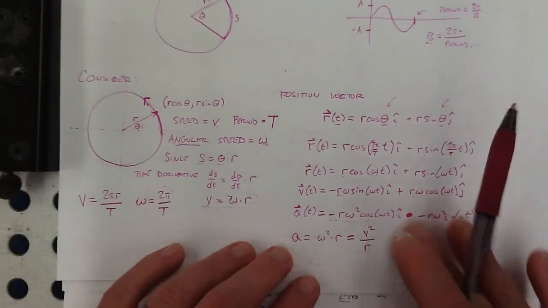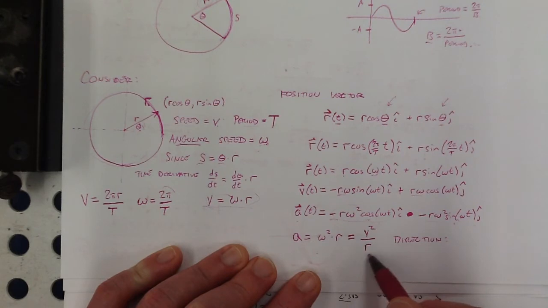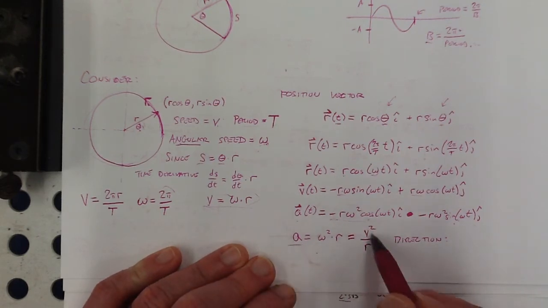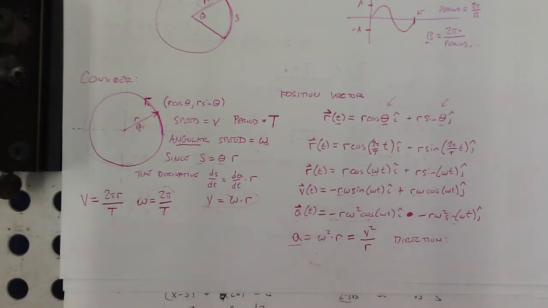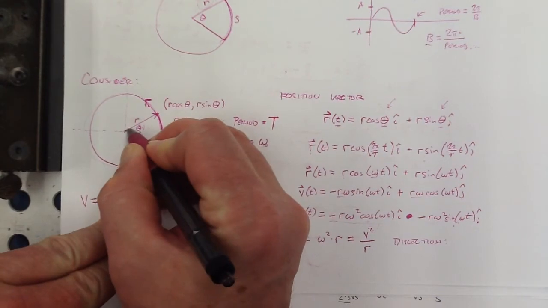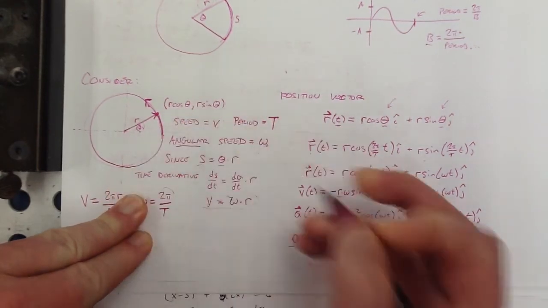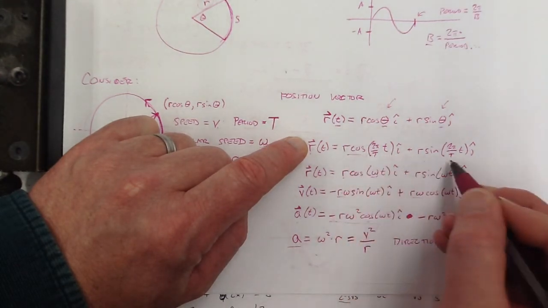So this is the magical magnitude. If you want something to go at this speed around a circle of this size, this is the magnitude of the acceleration that it must have. And in what direction does it point? Well, take a look here. Look at the direction of our position vector r. Its direction is cosine, sine.